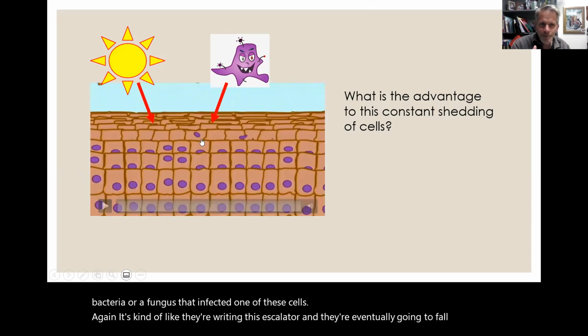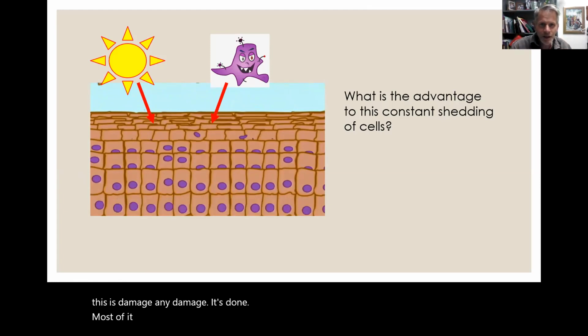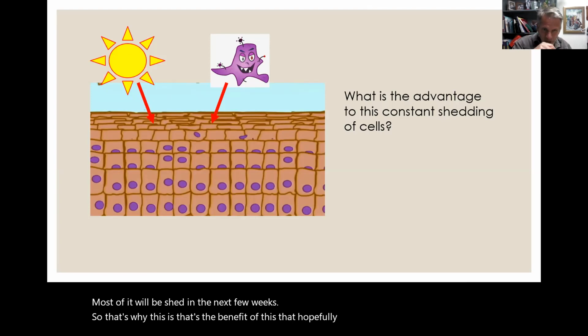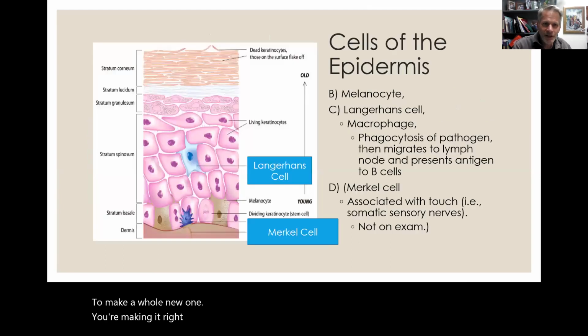So this is damage. Any damage that's done, most of it will be shed in the next few weeks. So that's the benefit of this. Hopefully the dermis and the deeper layer is not going to be harmed. It'll just be the epidermis that's harmed, and you're going to make a whole new one. You're making it right now. So that's the big advantage.